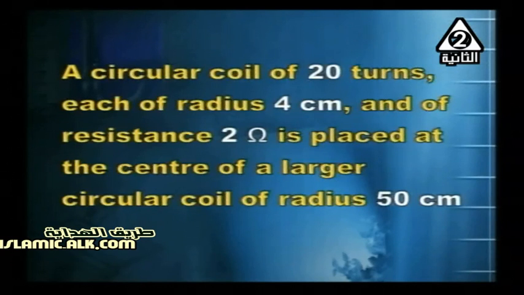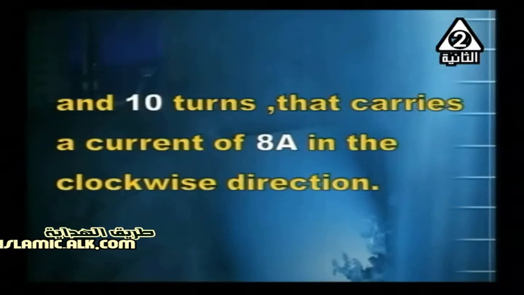We've got a problem: a circular coil of 20 turns, each of radius 4 centimeters. So the number of turns is 20, radius 4 centimeters. The resistance of the coil is 2 ohms. It is placed at the center of a larger circular coil of radius 50 centimeters. The number of turns on the larger coil is 10, and it carries a current of 8 amperes in the clockwise direction.